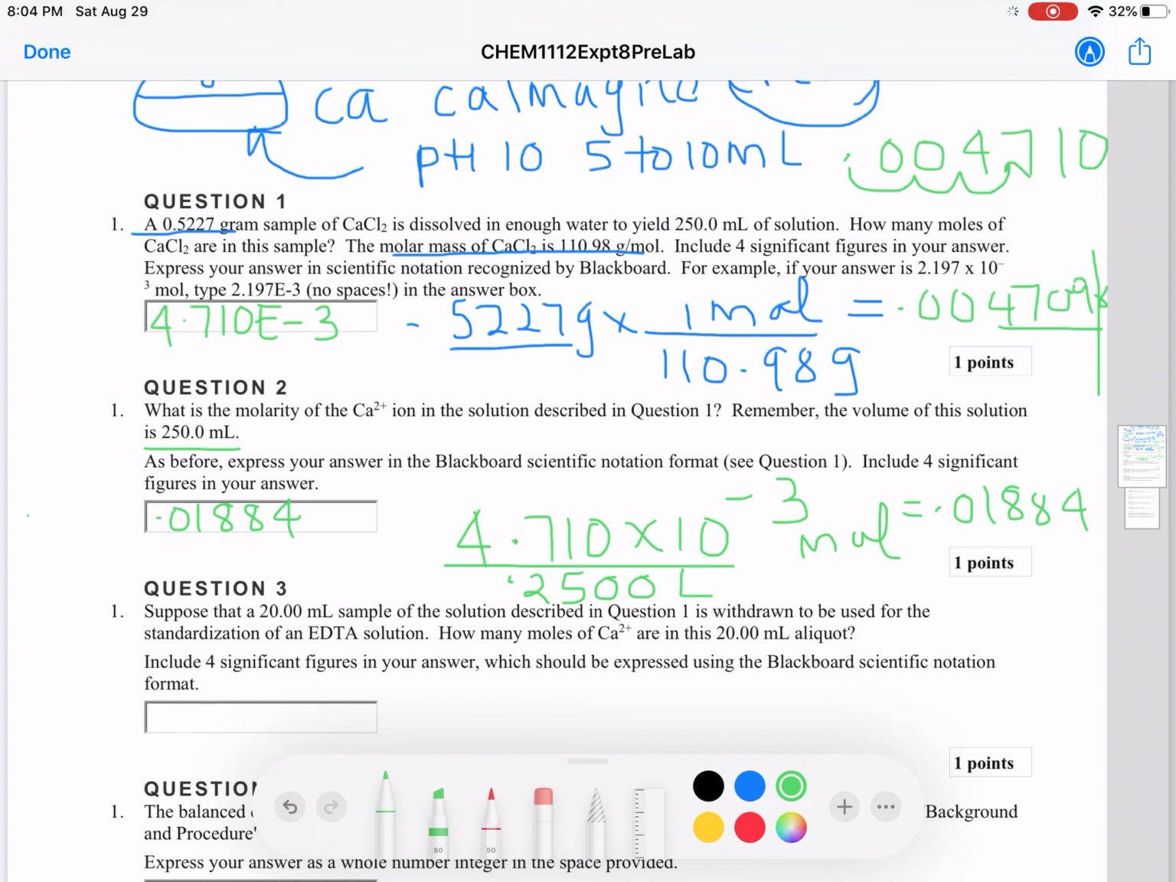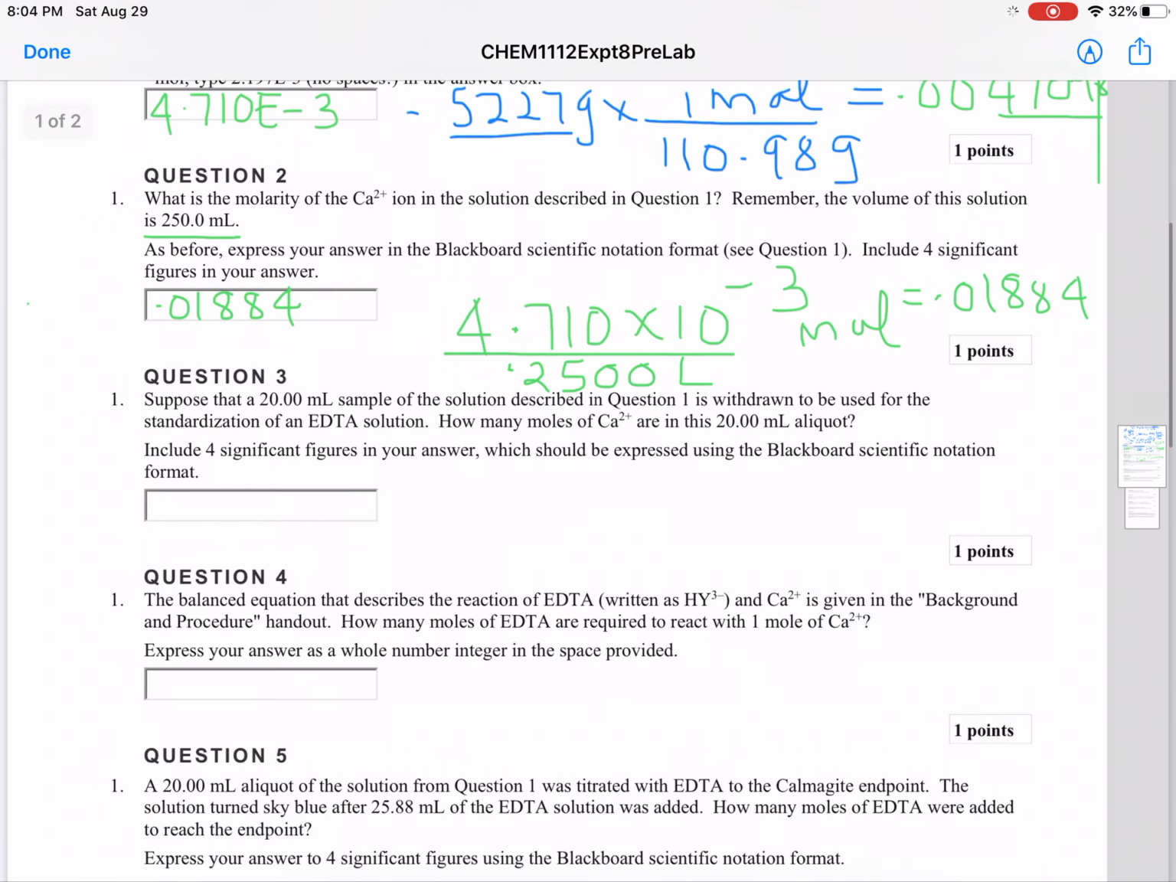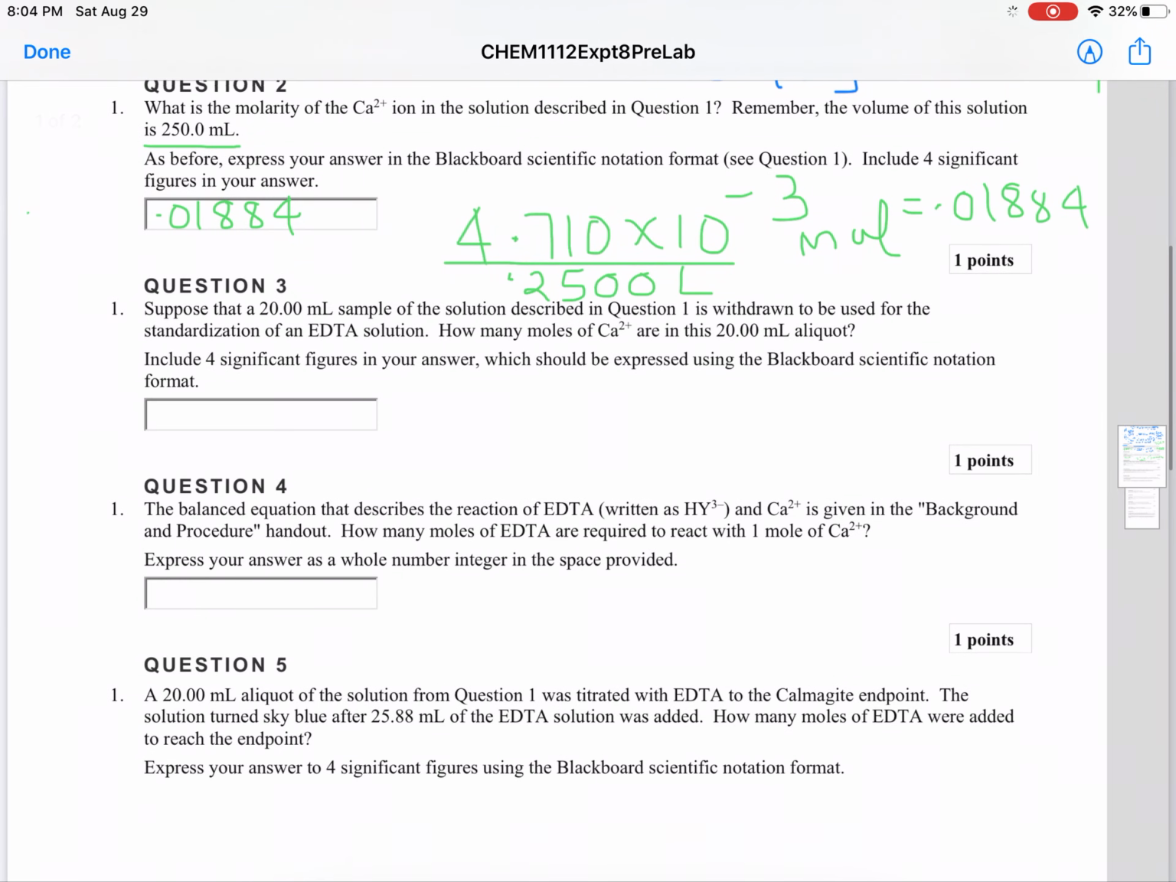Okay, so the next question. Suppose that a 20 milliliter sample of the solution described in question 1 is withdrawn to be used for the standardization of an EDTA solution. How many moles of calcium are in this 20 milliliter aliquot?